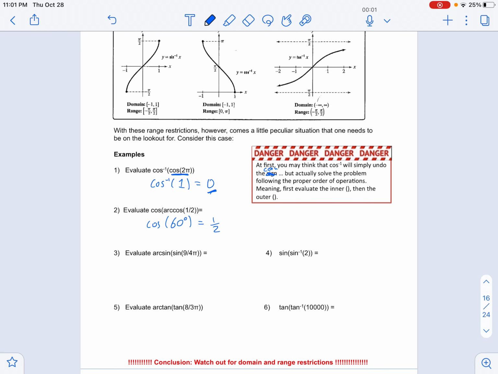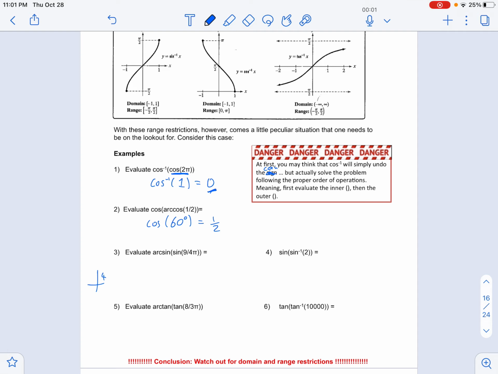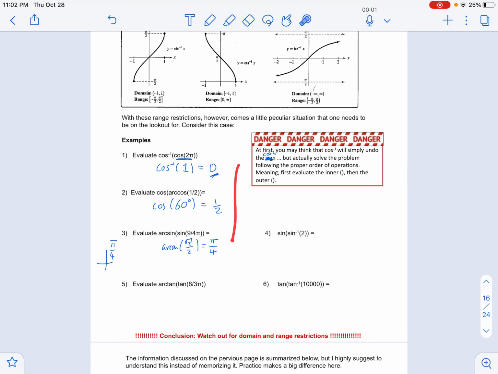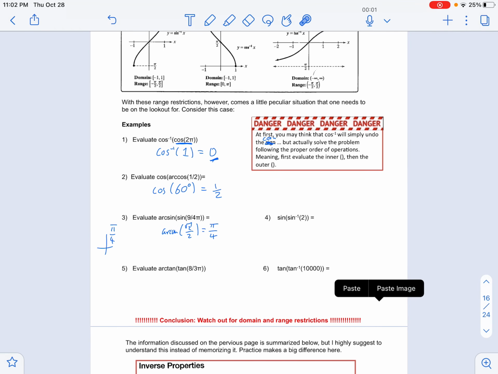Right, and I'm looking at the next one here. Sine of 9 pi over 4. Well, sine of 9 pi over 4 is the same thing as a reference angle of pi over 4 in the first quadrant. So 45 degrees in the first quadrant. So that is square root of 2 over 2. So I need an arc sine of square root of 2 over 2. And arc sine of square root of 2 over 2 is basically 45 degrees, which is pi over 4. So again, it's not the same as 9 pi over 4, but it produces the same result. So that is pretty much it over here. So watch yourself. Good luck. Let's finish these up over here.